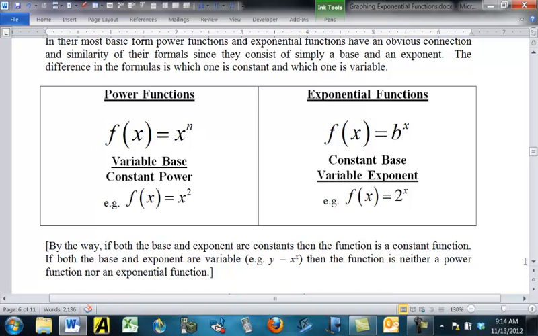So notice both power functions and exponential functions in their most basic form have a base and an exponent. One's constant, the other's variable. The difference in the two is which one's the variable. Power functions, the variable is the base, power is constant. Exponential functions, the base is a constant, and the variable is the exponent.